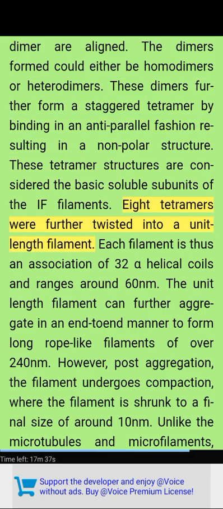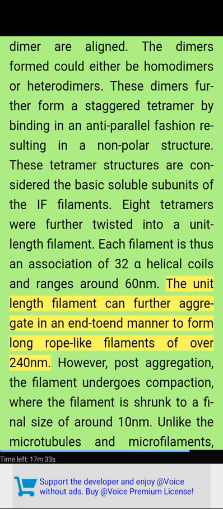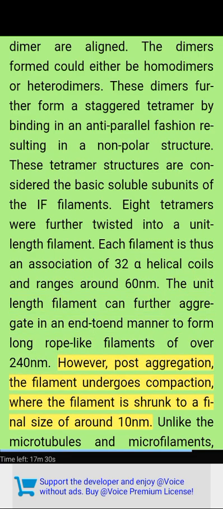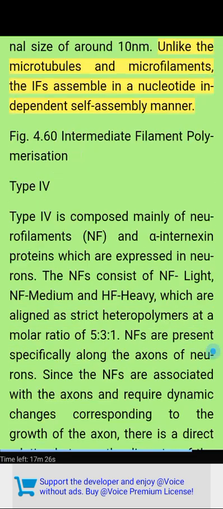Eight tetramers are further twisted into a unit-length filament. Each filament is thus an association of 32 alpha helical coils and ranges around 60 nanometers. The unit-length filament can further aggregate in an end-to-end manner to form long rope-like filaments of over 240 nanometers. However, post-aggregation, the filament undergoes compaction, where the filament is shrunk to a final size of around 10 nanometers. Unlike microtubules and microfilaments, the IFs assemble in a nucleotide-independent self-assembly manner.